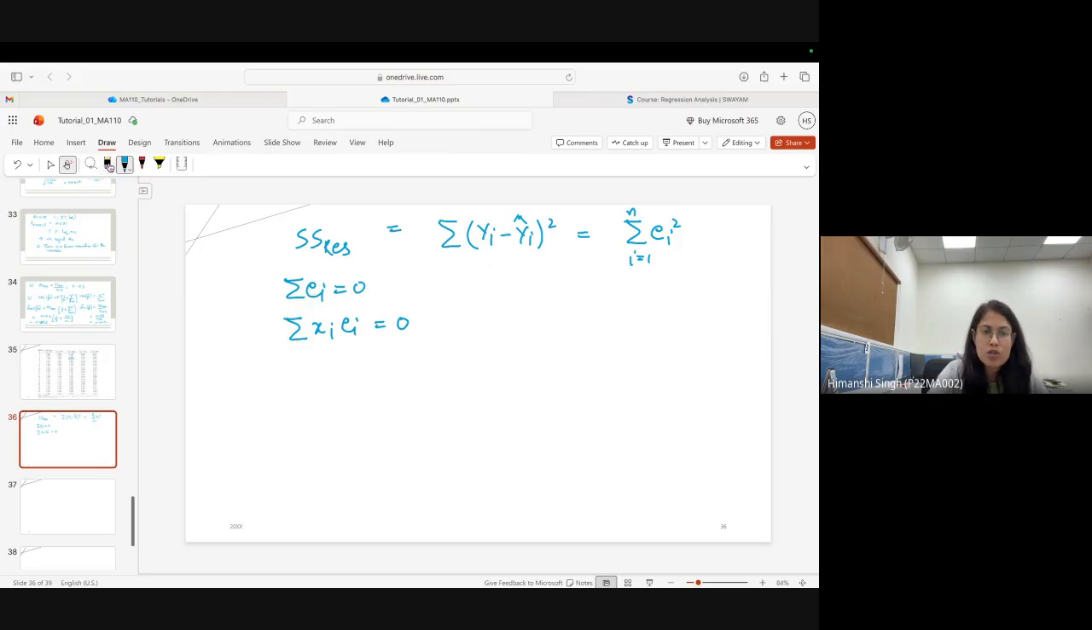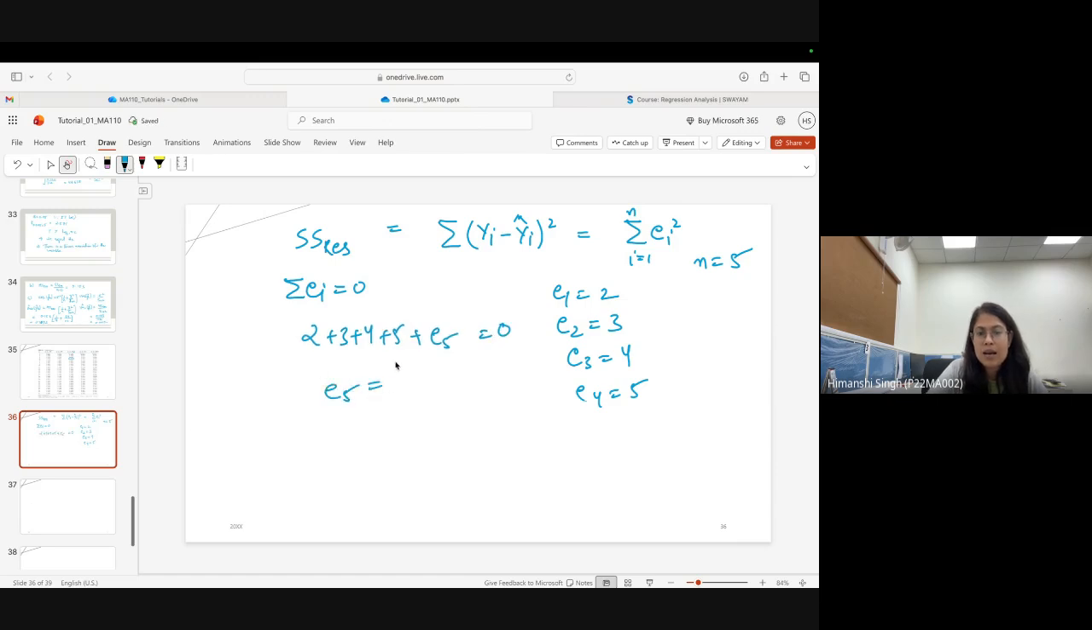So for example, in place of these two constraints, if we have only one constraint, that summation ei is 0, then let us consider that n is 5. Now e1 is 2, I can choose. e2 is 3, I can choose. e3 is 4, e4 is 5. These 4 I can choose. But since I have summation ei to be 0, I am restricted to have 2 plus 3 plus 4 plus 5 plus e5 equal to 0. So e5 will ultimately be negative 14, minus 14. So e5 is chosen already. I have only chosen these 4 ei's, and the fifth one is determined by this constraint.